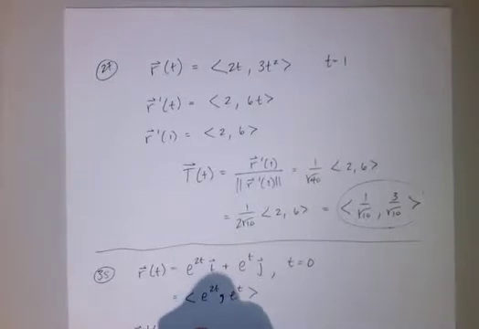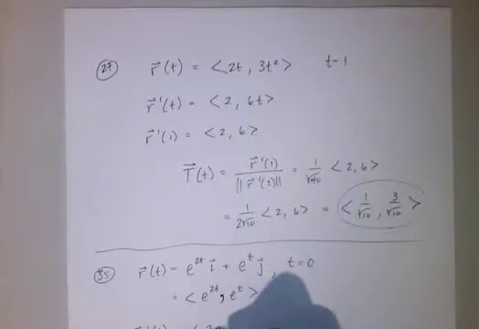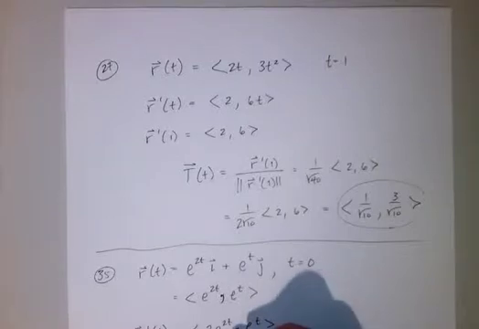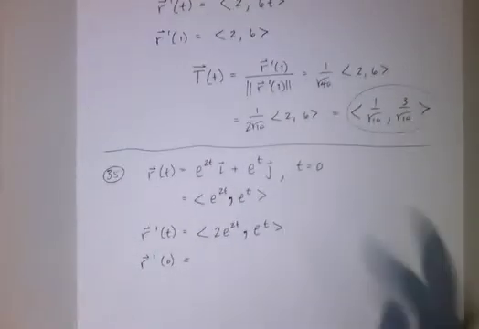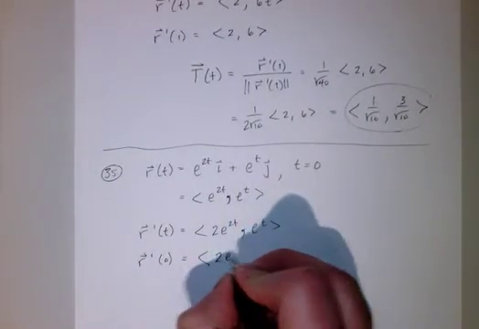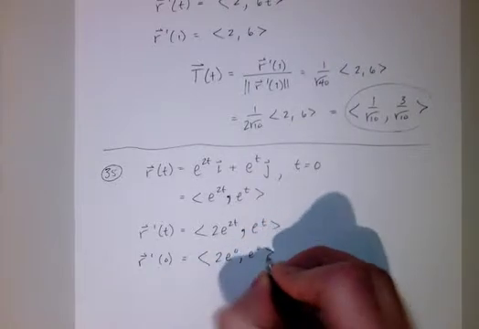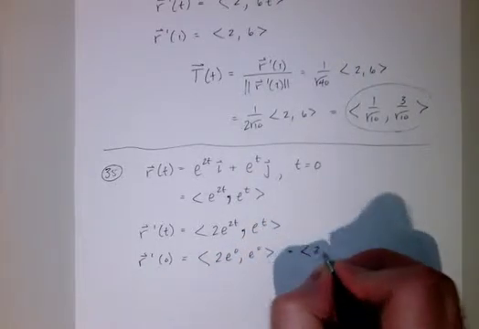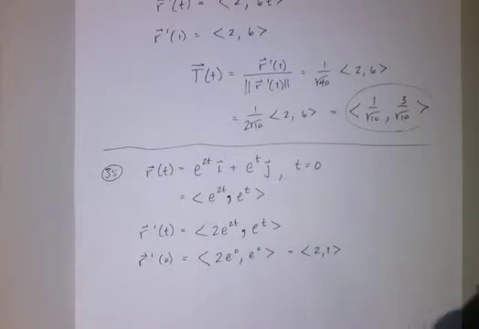So I need to go ahead and find r prime of t, and that's easy enough when you're taking the derivative of exponentials, especially with the base e. And then I need to find the derivative vector evaluated at t is equal to 0. Sorry about that. And so that winds up being <2 e to the 0, e to the 0>, which basically gives us <2, 1>.